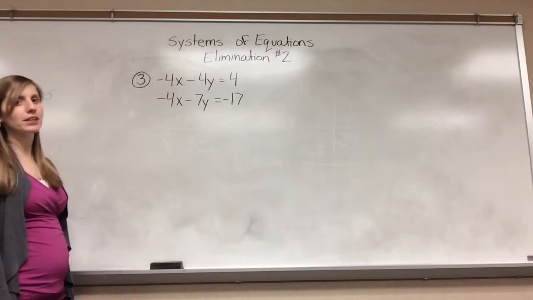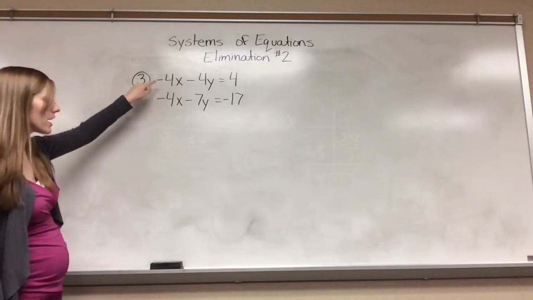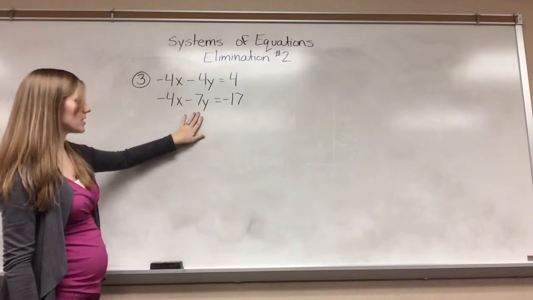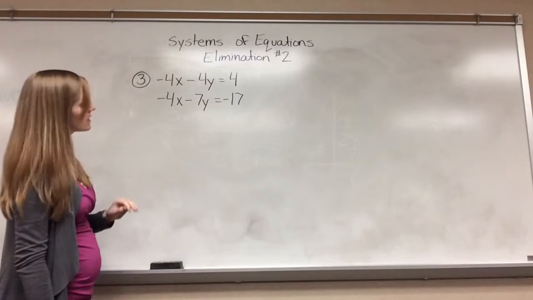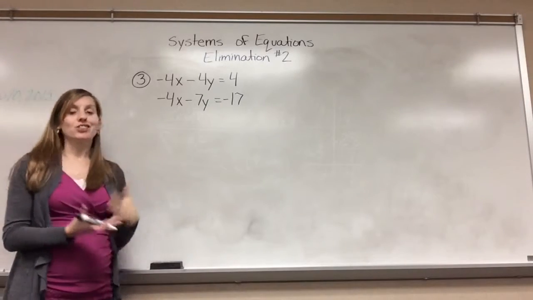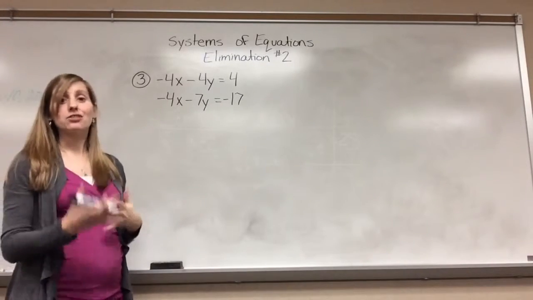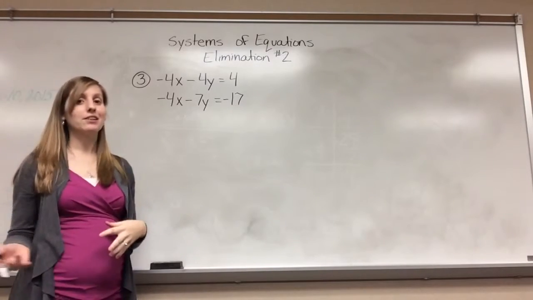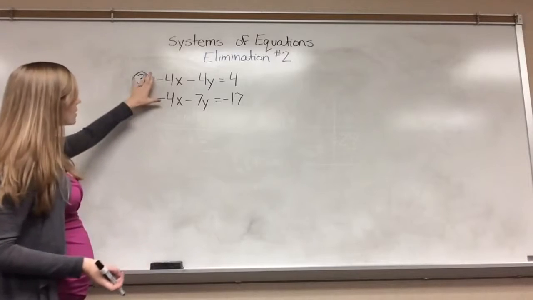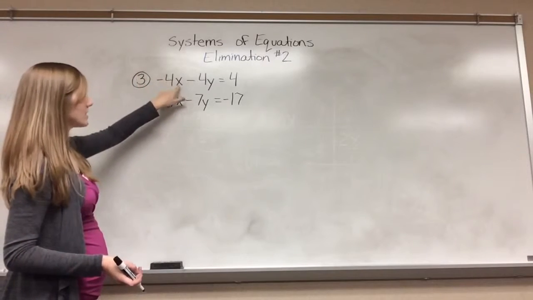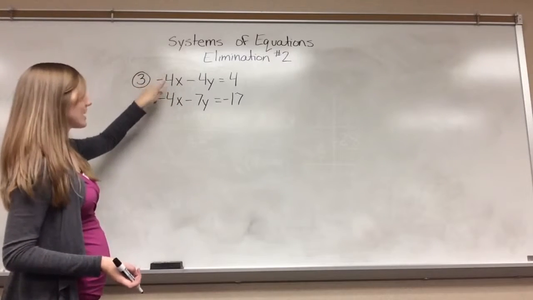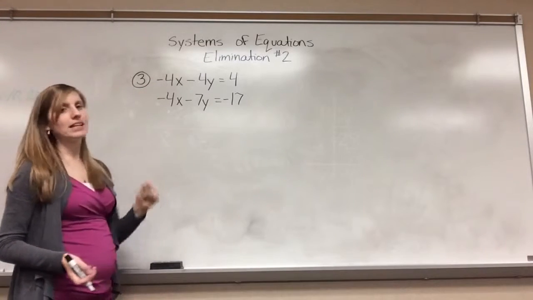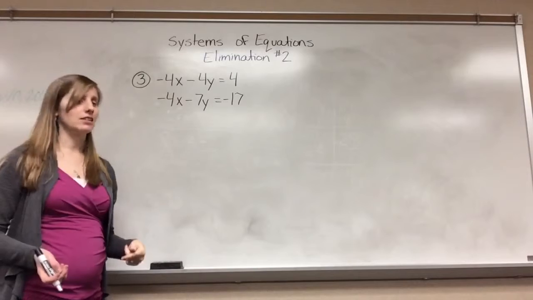For problem number 3, our equations are negative 4x minus 4y equals 4, and negative 4x minus 7y equals negative 17. So we need to check our letters, see if anything's going to cancel right away. Otherwise, we need to figure out if we have to multiply by negative 1 or not. So taking a look at the x's, we have the same letter, so that's good. The same number, also good, but the signs are the same. Remember, we need the signs to be opposite for it to cancel.